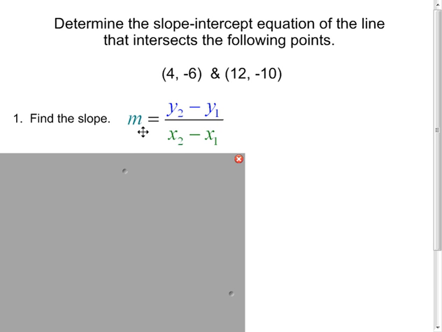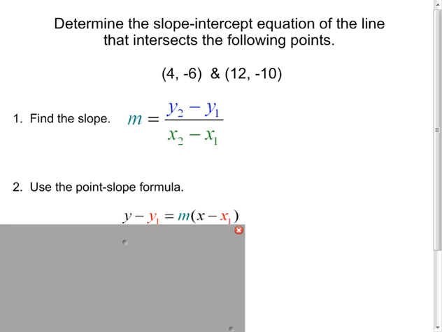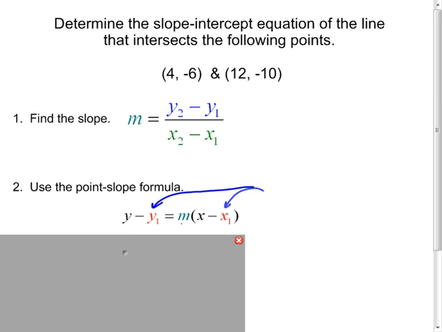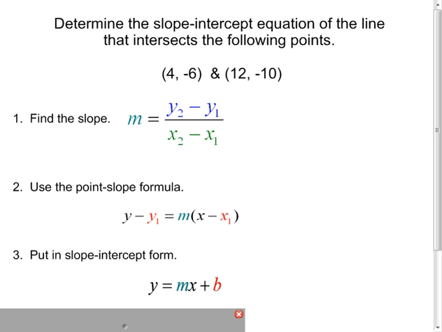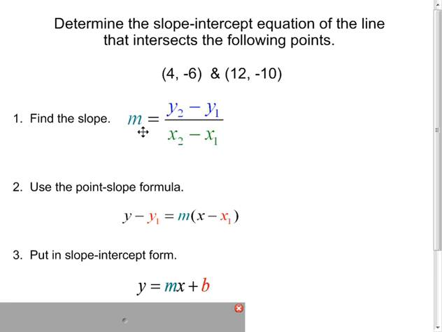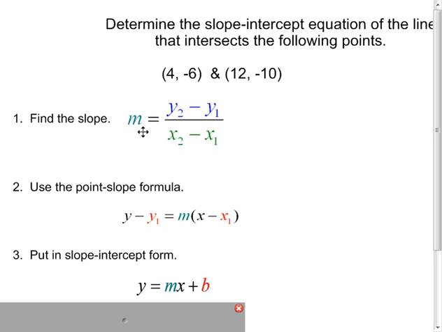First thing we need to do is find the slope. Makes sense if we're going to write the slope-intercept equation of the line. Traditional formula for slope. Then we're going to use the point-slope formula, which allows us to plug in a point, x1, y1, as well as a slope. It's where it derives its name from, the point-slope formula. And then from there, we will put it in slope-intercept form, which is y equals mx plus b. This is what we mean by slope-intercept equation.